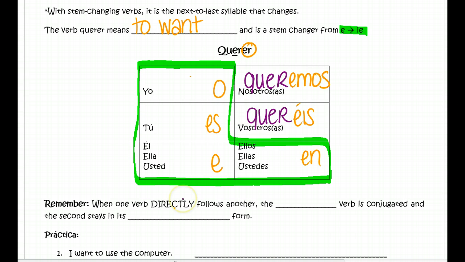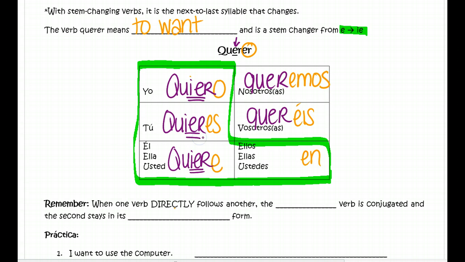Now the forms inside the boot are going to be a little bit different because this E here in the stem is going to change to an IE. Here's what I mean. For the yo form, instead of saying quero, like we normally would with a regular verb, we're going to say quiero. So that E changed to an IE. The tú form will be the same: quieres. Él, ella, usted quiere. Again, these forms are inside the boot, so the E changes to an IE. And then finally, we have quieren. The E changed to an IE.